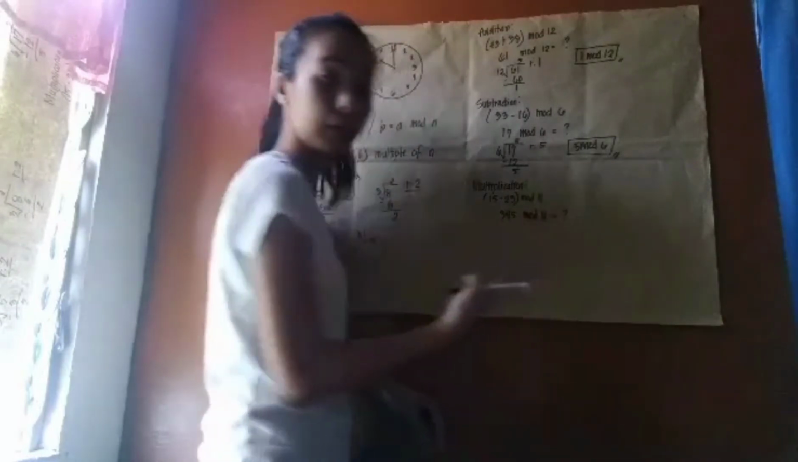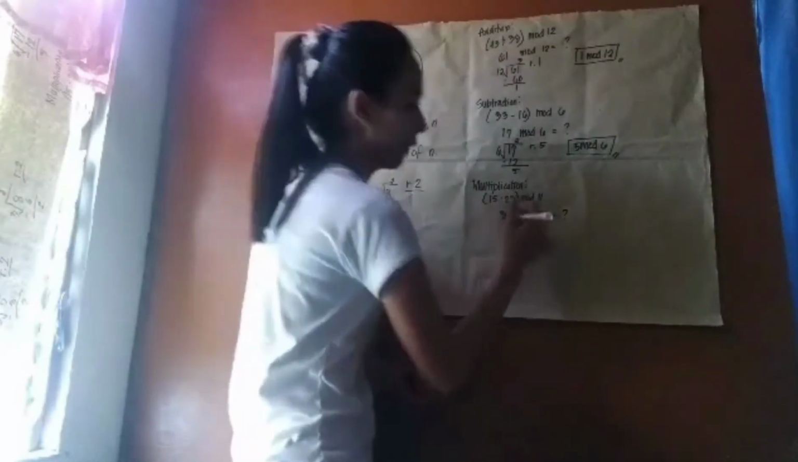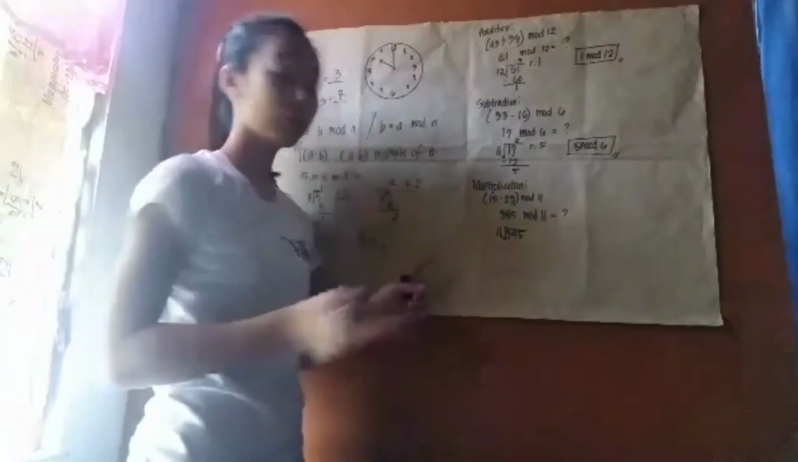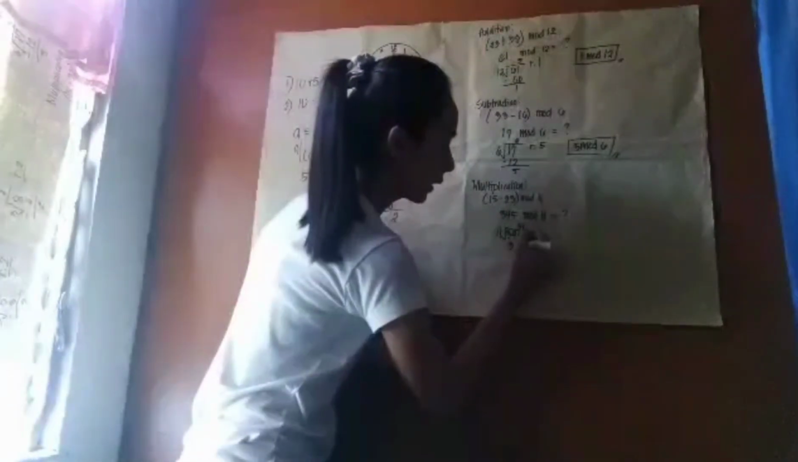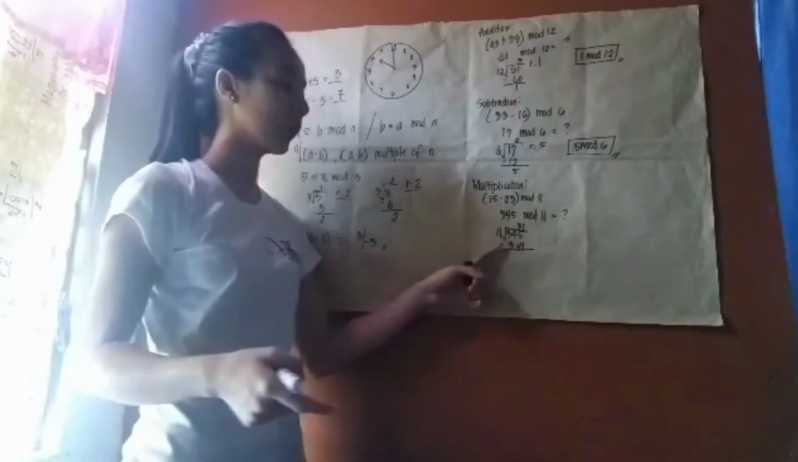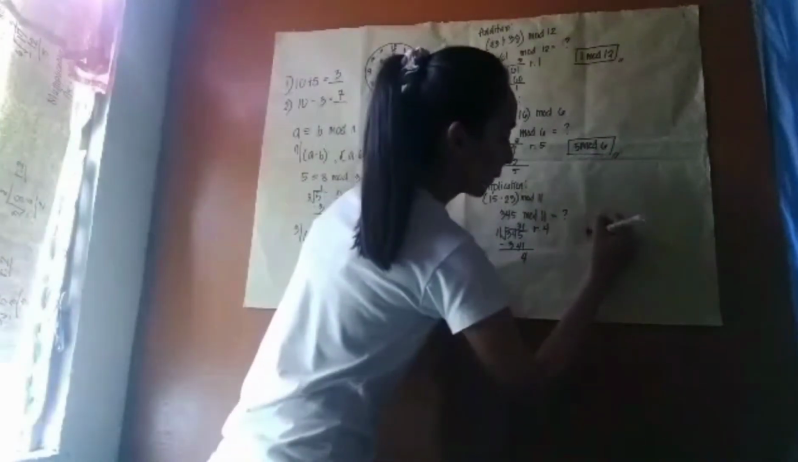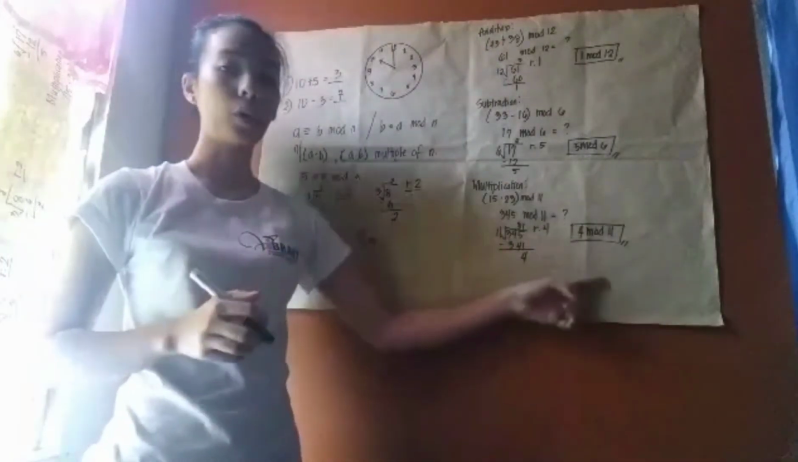Then find the remainder. What is 345 divided by 11? It's 31. Then 31 times 11 is 341. What is 345 minus 341? It's 4. So the remainder is 4. For the simplified form, we have the remainder of mod 11 is 4.